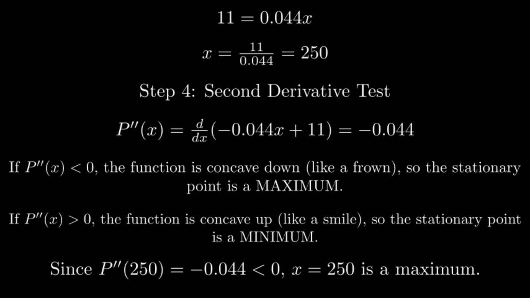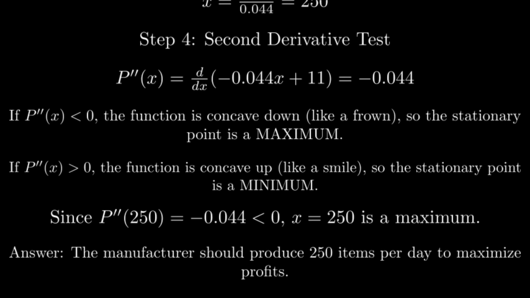Steps 5 and 6 are to state our conclusion. The production level that will maximize profits is 250 items. This is the number of items that results in the highest point on the profit curve.